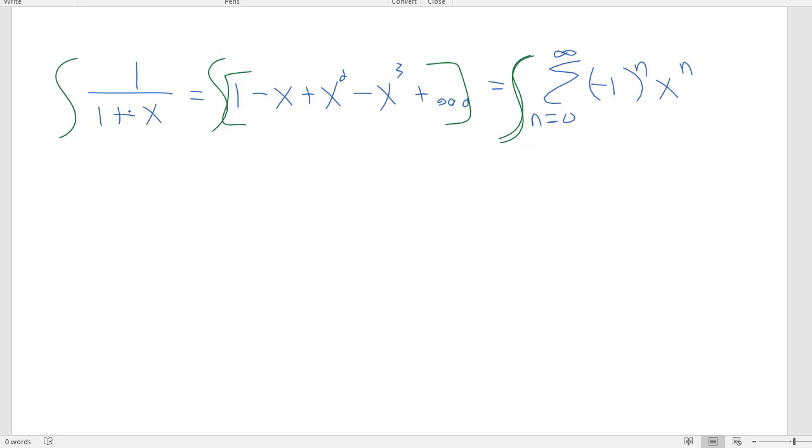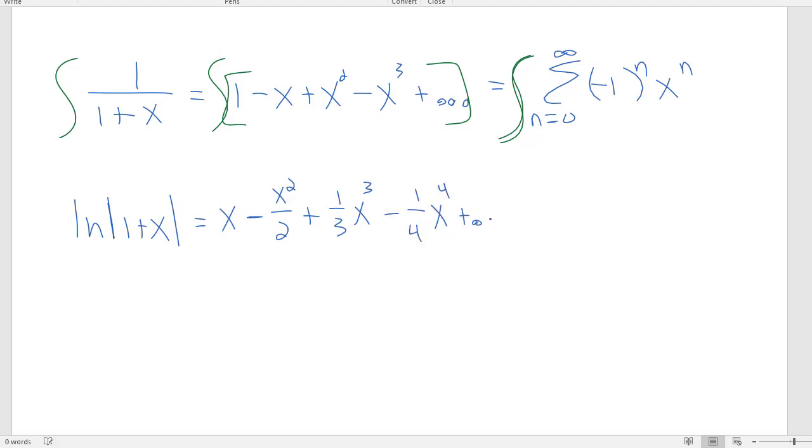Now, if I take the antiderivative of 1 over 1 plus x, I get the ln of absolute value 1 plus x. And then when I integrate my infinite polynomial, for this example, the integral of 1 is x. The integral of x is x squared over 2, or 1/2 x squared. The integral of x cubed is 1/3 x cubed. The integral of x to the 4th is 1/4 x to the 4th, plus so on and so forth.